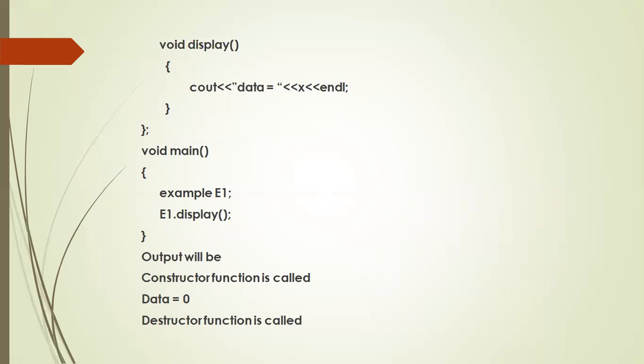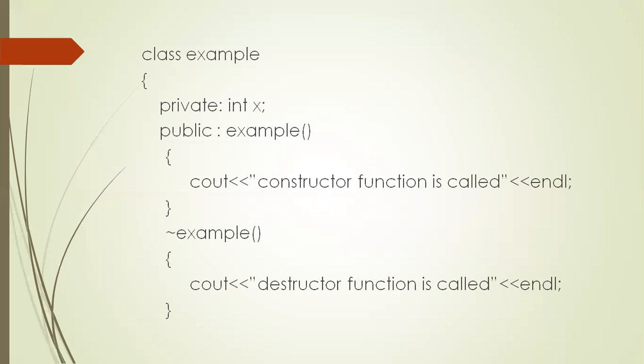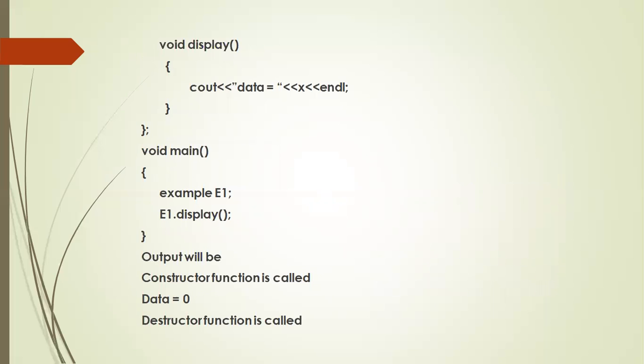Then you display the message using a member function called display, void display. There, cout data equal to the value of the member data x, because the member data is x. Now what happens is, in void main, example e1.